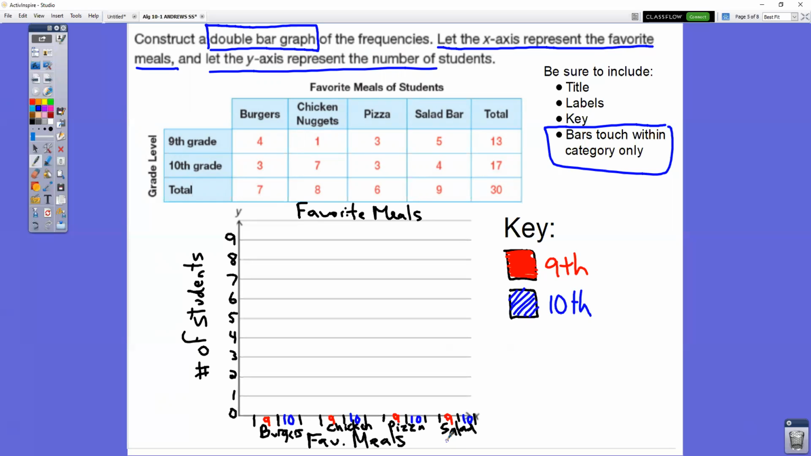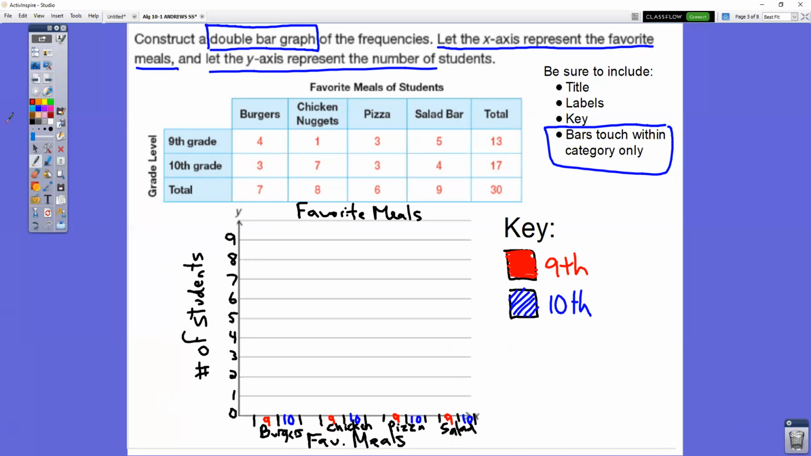Notice that I'm going to use red for 9th grade and blue for 10th grade. In Class Kick on your homework, you could just use 2 different colors. If you were doing this on a Regents exam using pencil or using pen, you could maybe make one a solid color and make one striped, or make one a solid color and one dotted, or something like that, because you can't use multiple colors on the Regents exam.